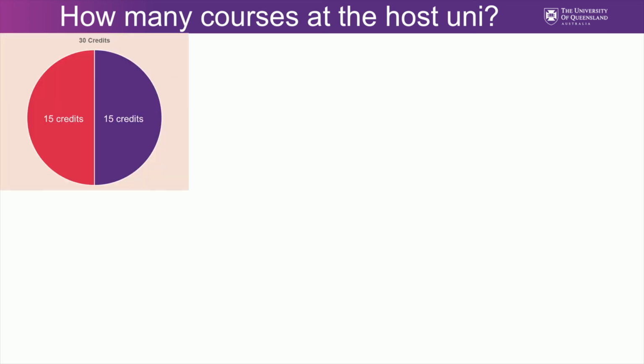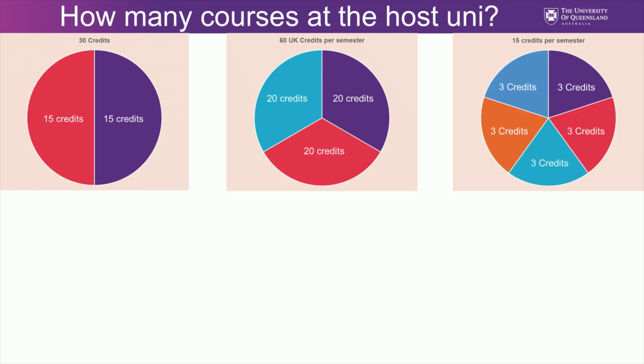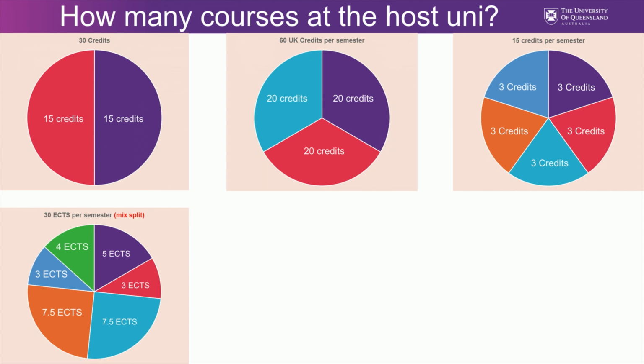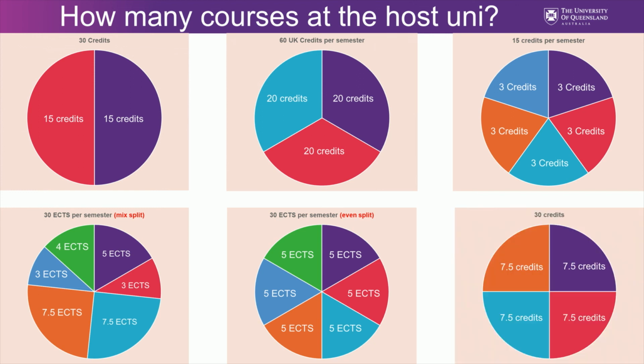It might be 2 courses, each 50% of the full-time study load, or maybe 3 courses, typical in the UK, or 5 courses, typical in the US and Canada. It might be 6 or more courses in Europe and Asia. Very rarely will you find that you have to complete exactly 4 courses at your host university to be equivalent to your 8 units of UQ credit to be gained from your exchange.